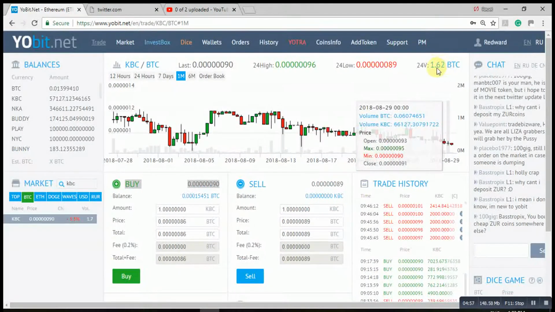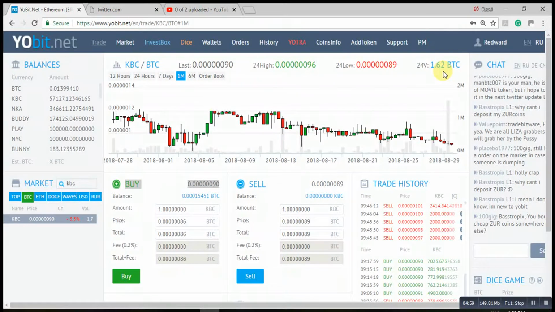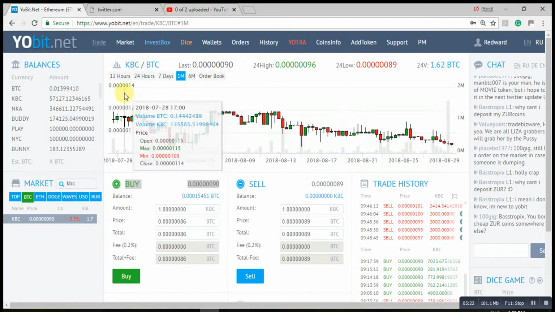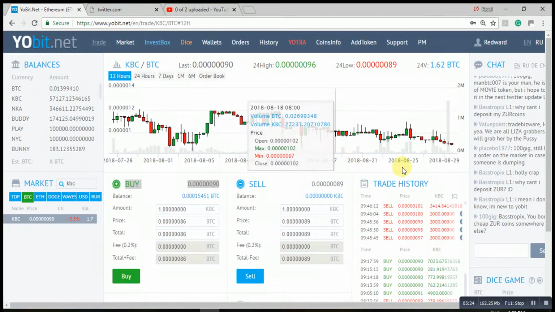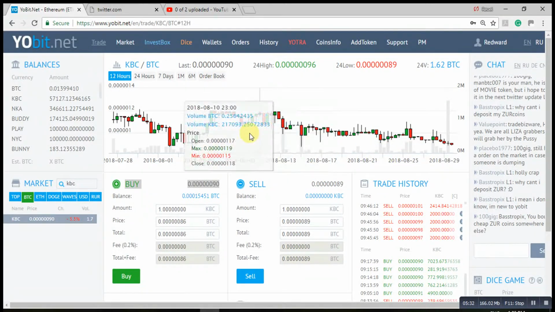So over here, we got 1.62 Bitcoins in the last 24 hours. Of that 1.62, probably 1.4 of that was sell orders. So that 1.62 is not buys, they were buys and sells. And it doesn't tell you as a breakup which was the most, except when you look at the graph. So if I put the graph back to 12 hours, we will actually see that the market did fall.